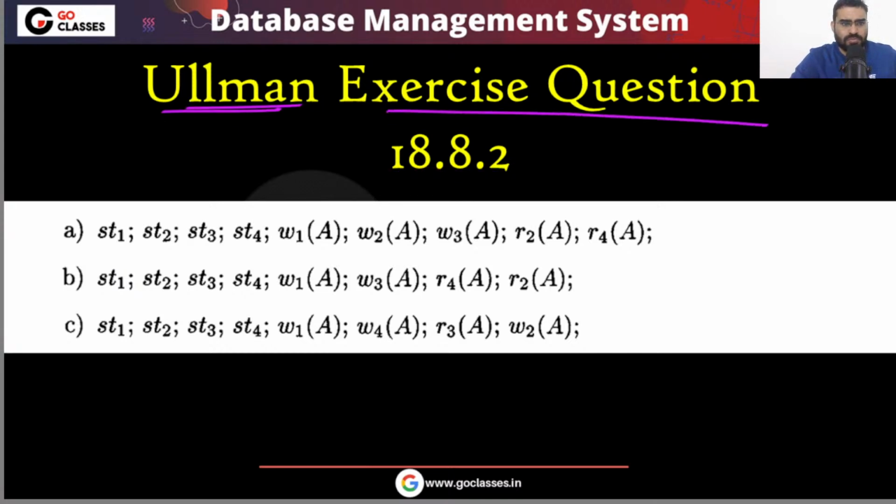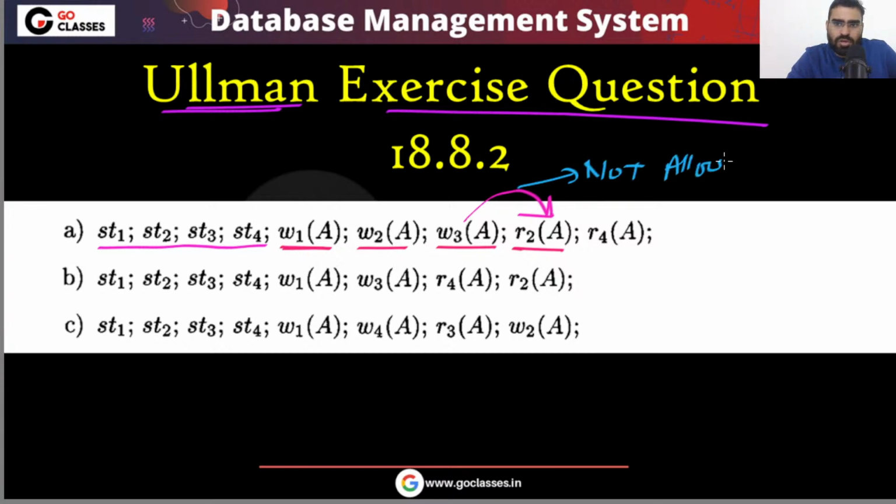18.8.2. Okay, tell me about this one. You have a total of 4 transactions. Now you can notice, first you are writing, then it is writing, then it is writing, then it is reading, then it is reading. This cannot happen, right? Yes or no? This is not allowed. Agree or not? This is definitely not allowed.